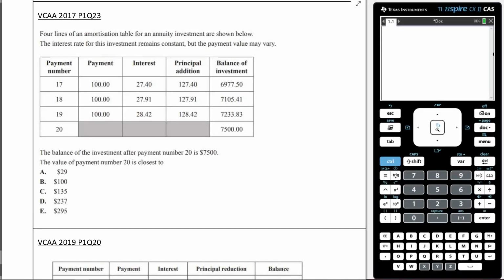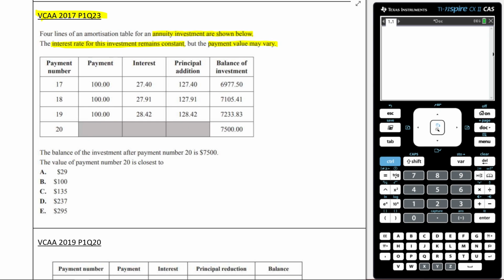All right, let's answer this question here. It's taken from VCAA 2017, paper 1, question 23. Four lines of an amortization table for an annuity investment are shown below. The interest rate for this investment remains constant, but the payment may vary.